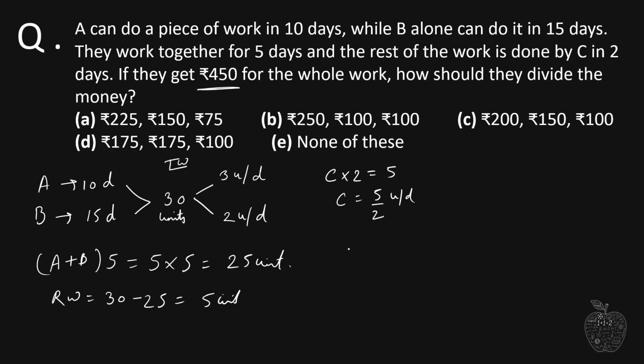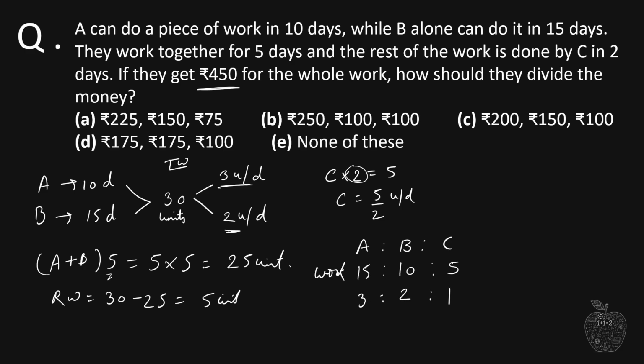So let's first see the ratio of their work. If A is to B is to C, the ratio of their work would be, A can do 3 units per day and it works for 5 days, so 5 into 3, 15. B can do 2 units per day and it works for 5 days, so we get 5 into 2, 10. And C can do 5 by 2 units per day and it works for 2 days, so we get 5 by 2 into 2, which is 5.